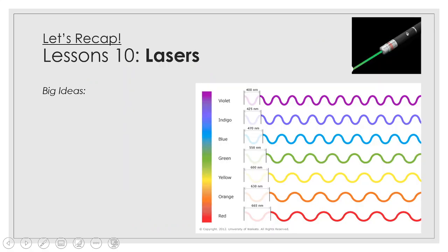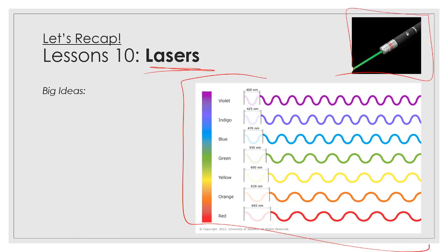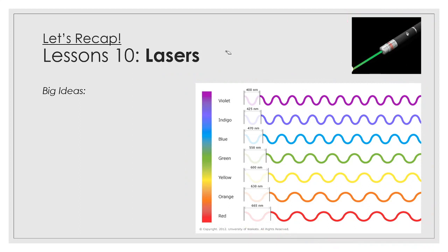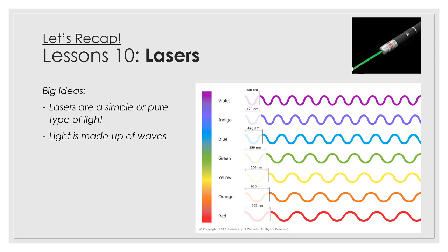In lesson 10, we went into a little bit more depth on that by specifically looking at lasers, these guys that we see up here. We saw a diagram that looked like this. I want us to be very clear on the big ideas we took away from lesson 10. First of all, lasers are a simple or a pure type of light that only operate with one wavelength at a time. They're exactly one color. Second of all, light is made up of waves, that it travels in this wave-like fashion where it goes forward, but while it's going forward, it's waving up and down the whole time.